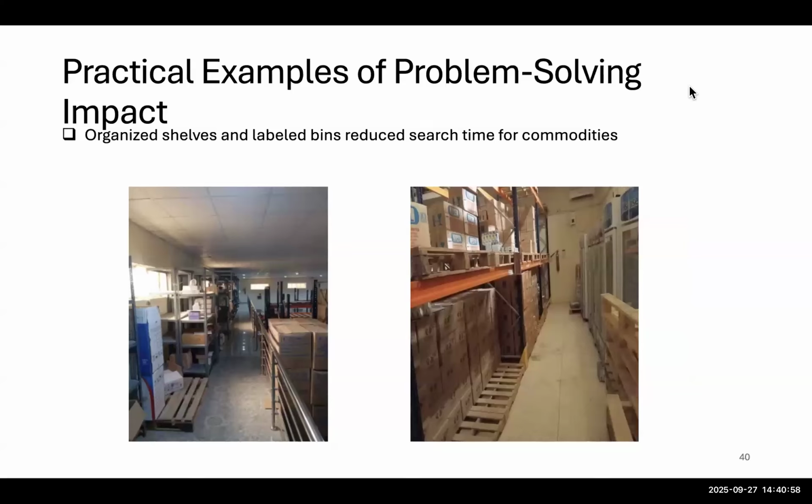Then some of the impact we have seen after implementing these solutions: we have realized that our shelves are organized and labeled bins reduce search time for most commodities. This is a simple picture of our warehouse. I would have loved to show before and after pictures, but looking at this picture, we realize that our warehouse is more organized and the shelves are labeled, and it has drastically reduced the searching time for commodities for most of our pickers.